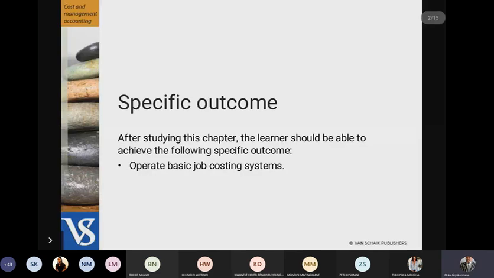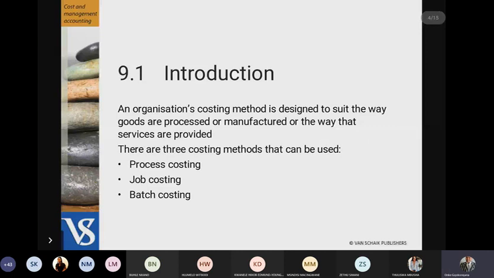And I won't waste our time with those. Looking at our introduction, they say an organization's costing method is designed to suit the way goods are processed or manufactured or the way the service is provided. So this echoes what I've already said to you, that we look at a certain sector, their operations, then we come up with the method that will suit their production process.